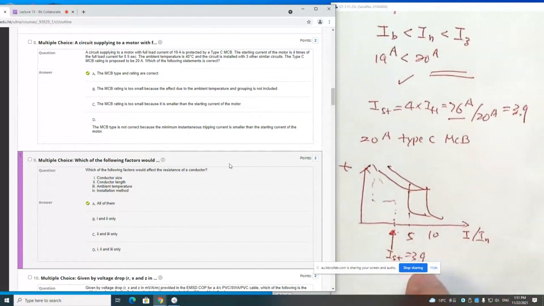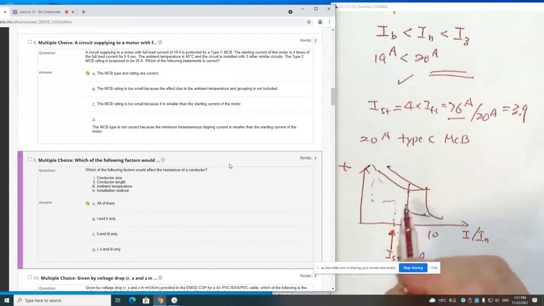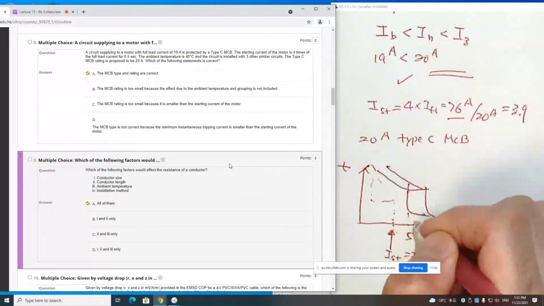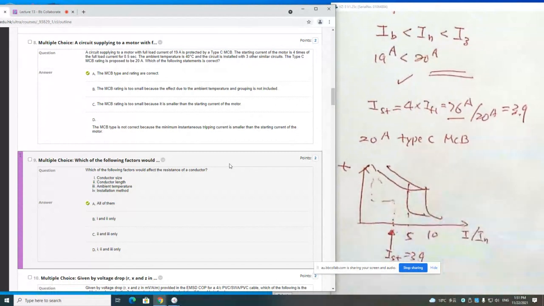So it's less than 5, certainly, right? So there's no overlapping between the starting current curve and the MCB curve. So the Type C MCB will not cause any trouble to the starting of the motor. So then we say everything is fine with this MCB, right? 20 ampere Type C MCB.